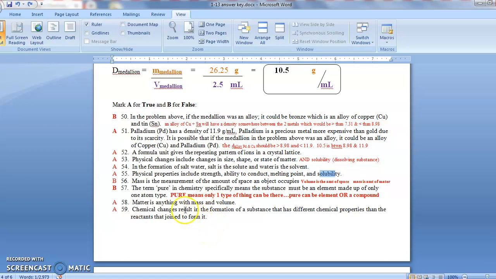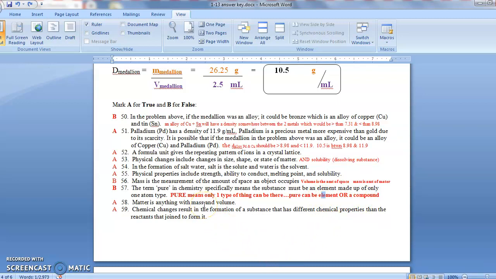True. Mass is the measurement of the amount of space something occupies. No, no, no, no. Volume is the space. Mass is the amount of matter. That's false. 57. Pure in chemistry means it must be an element. Oh, no, no, no. Pure in chemistry means only one type of thing is there. Pure can be an element, or pure can also be a compound.